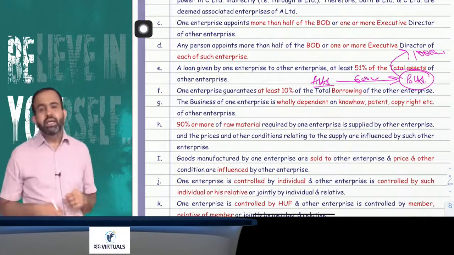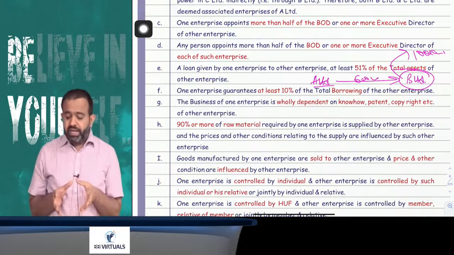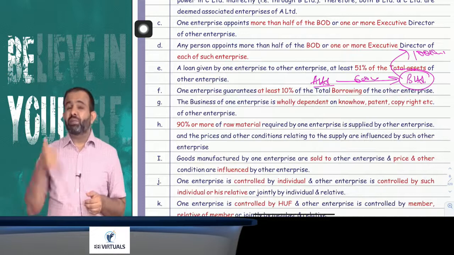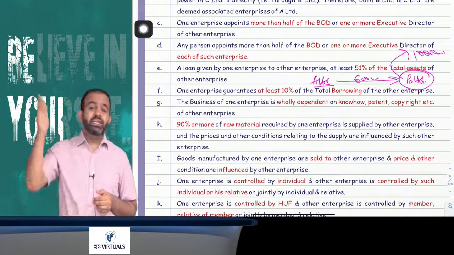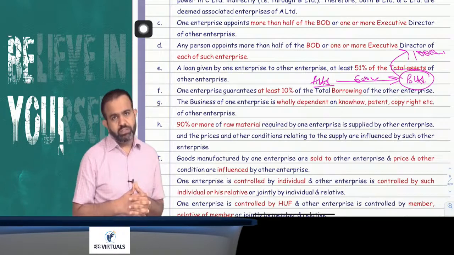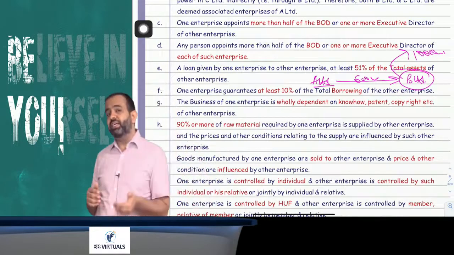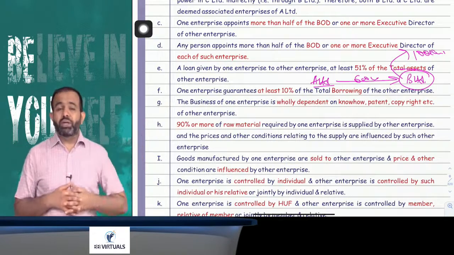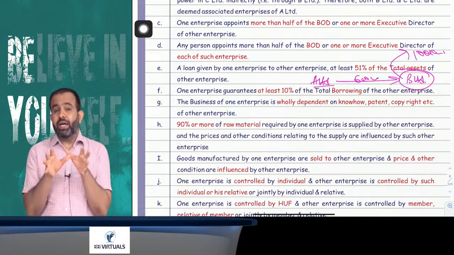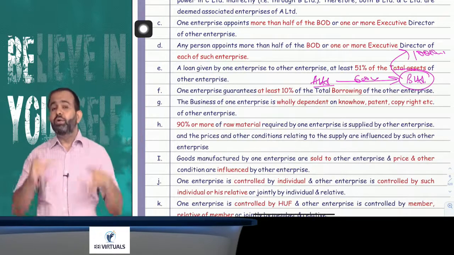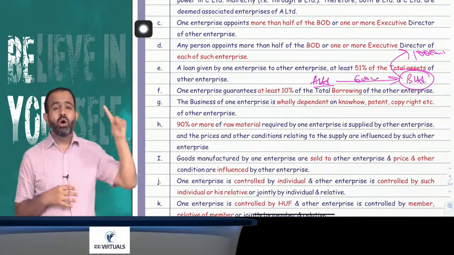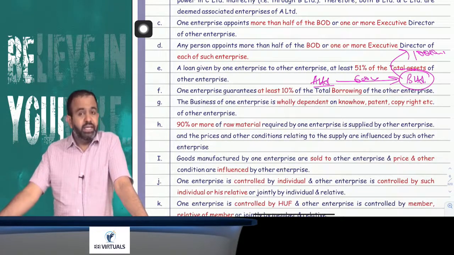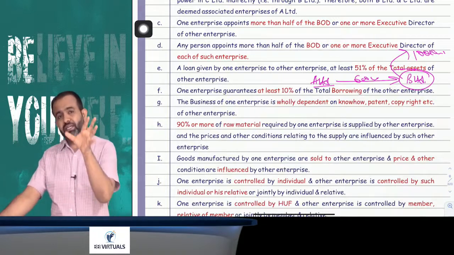Now the next point says that suppose one enterprise's business totally depends on the know-how, patent, copyright, trademark, franchise, design, or formula of another enterprise, then both enterprises will be treated as associate enterprises. I can take one example. Suppose in India there is a company named Hero Limited, and in Japan there is a company named Honda Limited. Suppose Hero Limited is acquiring know-how from Honda and Hero Limited's total business depends on the know-how of Honda. In that case, Hero Limited and Honda Limited both will be treated as associate enterprises.